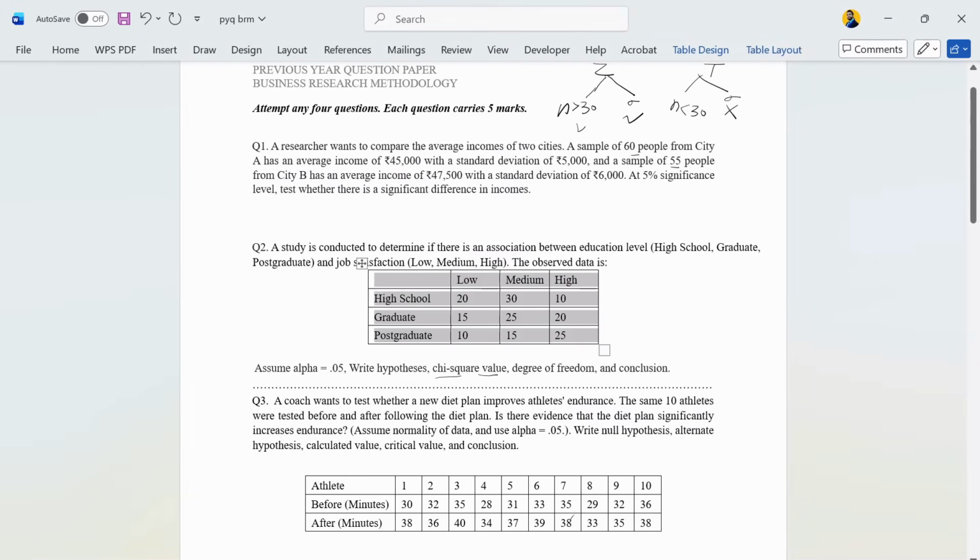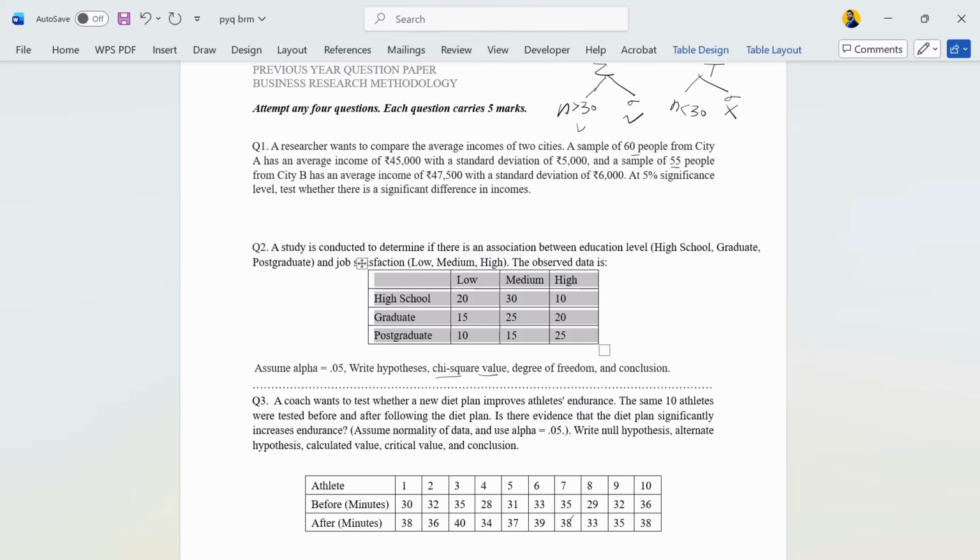Now we will shift to the third question. A coach wants to test whether a new diet plan improves athletes' endurance. The same 10 athletes were tested before and after following the diet plan. Is there evidence that the diet plan significantly increases endurance? Alpha is 5%. Write the null hypothesis, alternative hypothesis, calculated value, critical value, and conclusion.